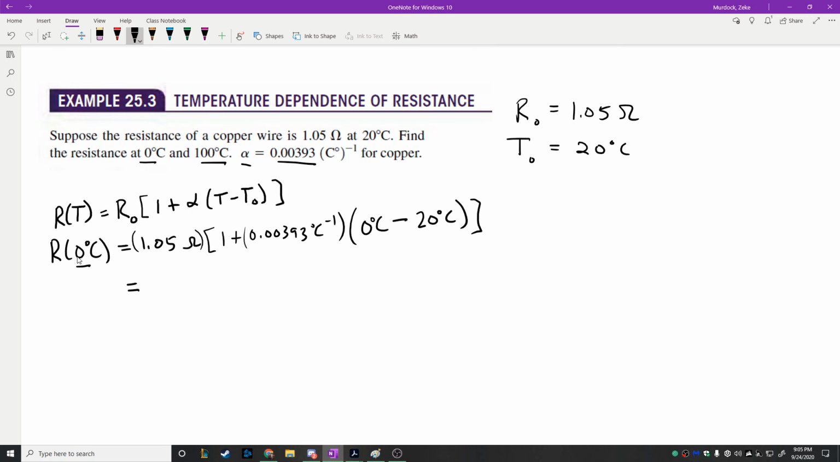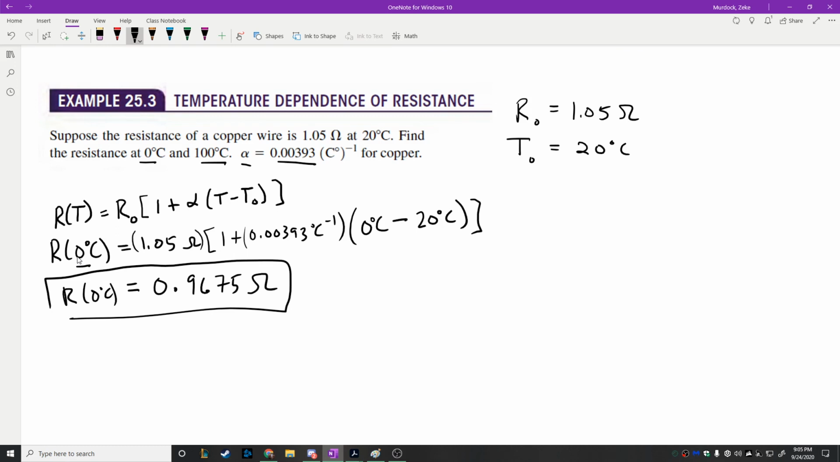So the resistance in this case would be 0.9675 ohms. That's the resistance at 0. A little bit less.